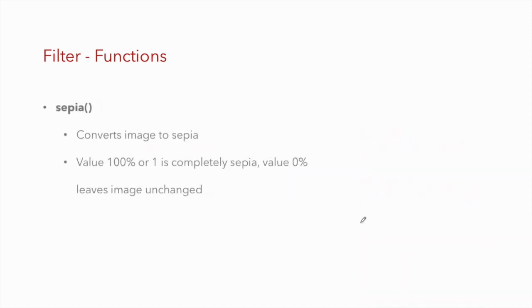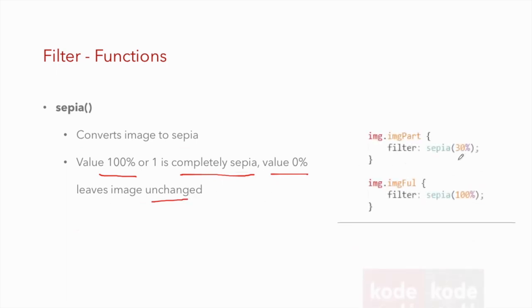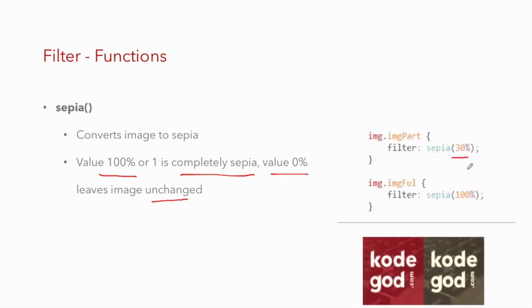Then we will talk about sepia, which is a very common effect that we see across images. A value of 100% or 1 gives the image the complete sepia effect, and 0% will leave the image unchanged. Again, in this example we have 30% as the first value and 100% in the second. So you can see that this one is a 100% sepia effect, and this one is just 30%.